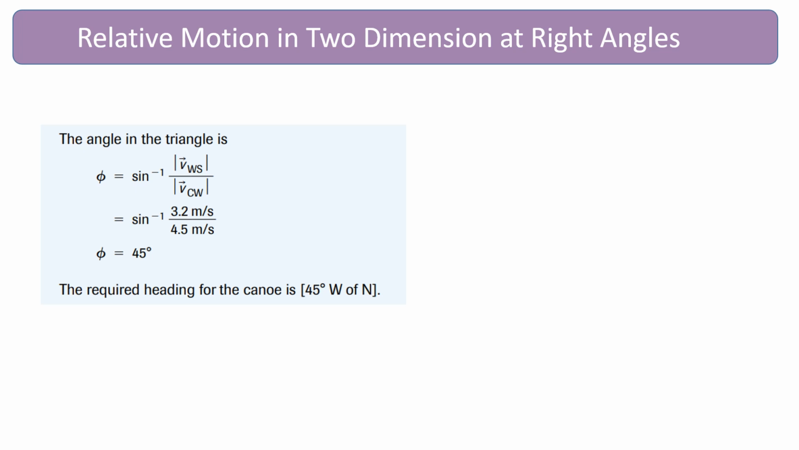The angle then is the inverse sine, which is opposite over hypotenuse, the velocity of the water relative to the shore divided by the velocity of the canoe relative to water, which is the inverse sine of 3.2 meters per second divided by 4.5 meters per second, giving us theta as 45 degrees. So the canoe must start out on a heading of 45 degrees west of north.